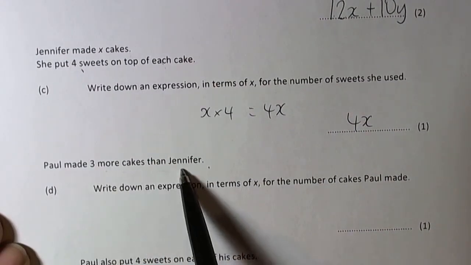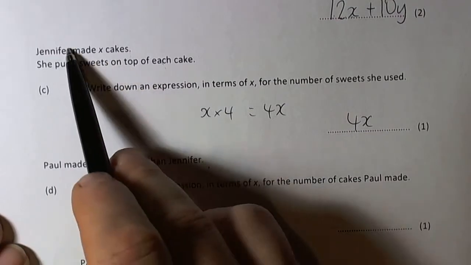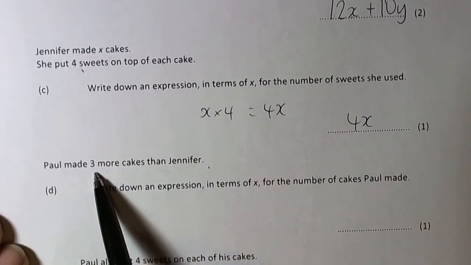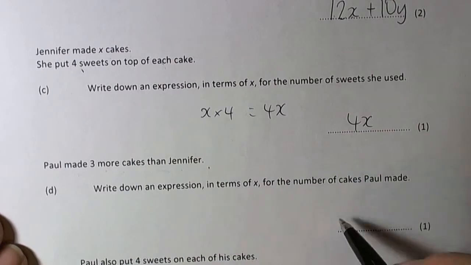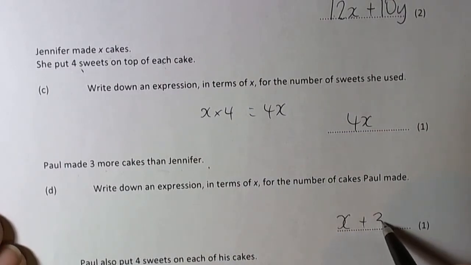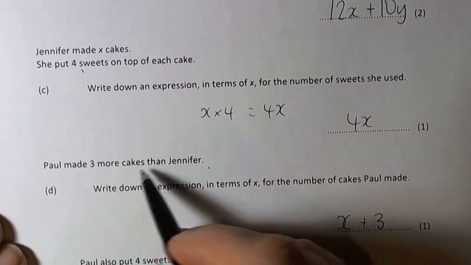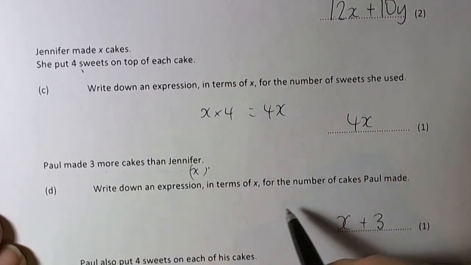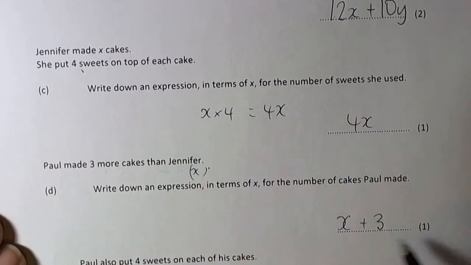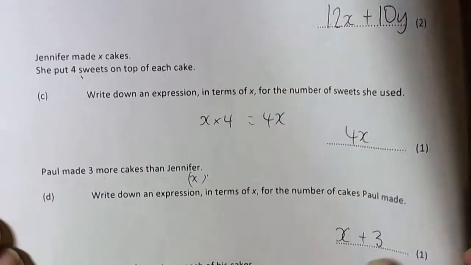Paul made 3 more cakes than Jennifer. Jennifer made x. Paul made 3 more. So 3 more, add 3. Jennifer made x. Paul made 3 more, so we're going to add 3 to that.